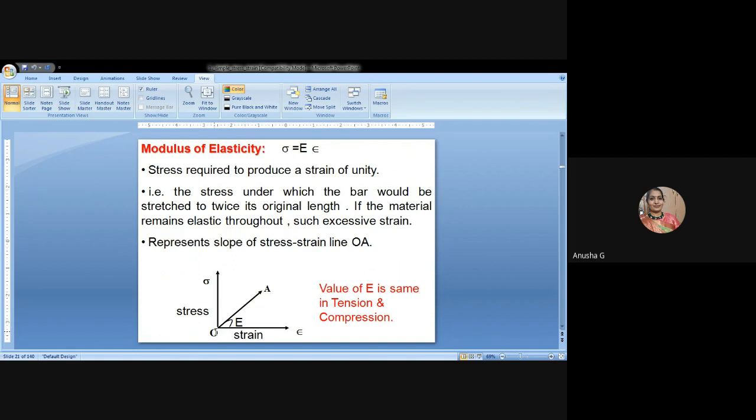You can observe here, this will be O, this will be the strain, and here you can observe the stress. The resultant will be A. The value of E is the same in tension and compression. What is E? E is nothing but the Young's modulus or modulus of elasticity. That will be the same for both compression and tension. Then that E is the stress by strain.